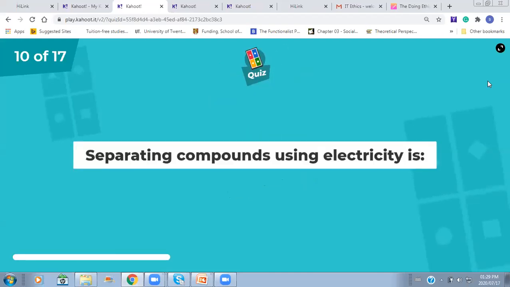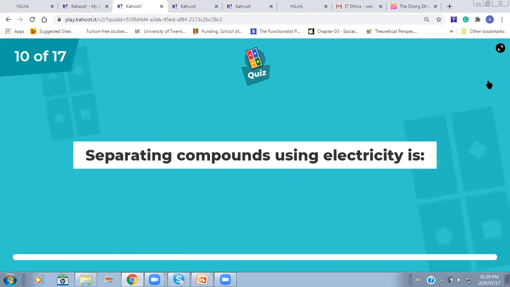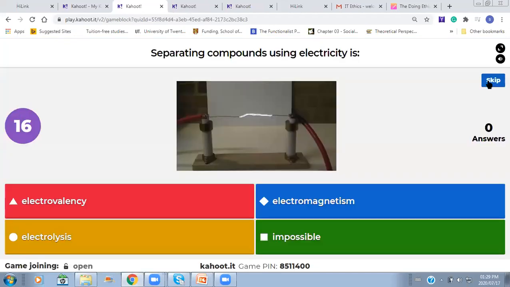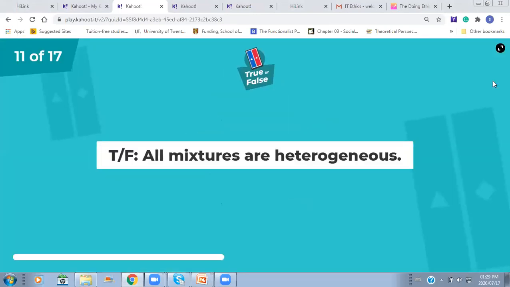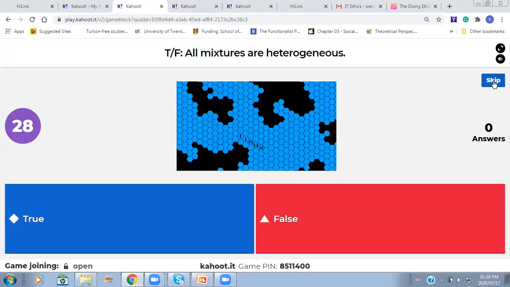Separating compounds using electricity is called electrovalency, electromagnetism, or electrolysis? Let's keep pushing. All right, let's see the one who got it. Only two people got this one. Let's check this.